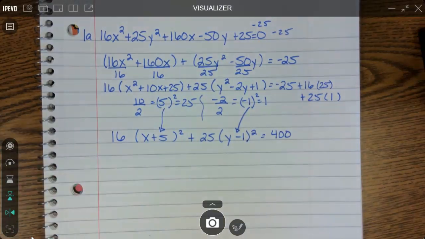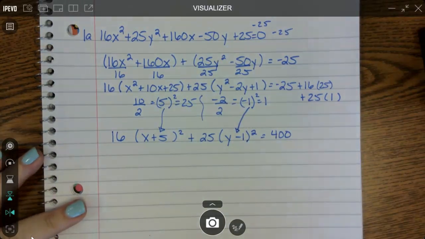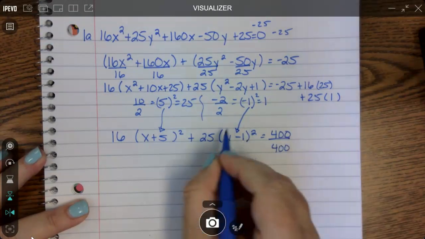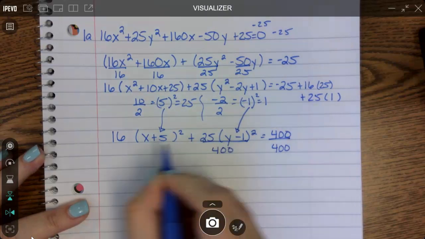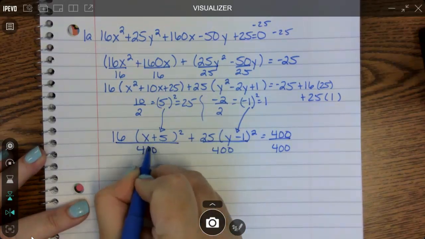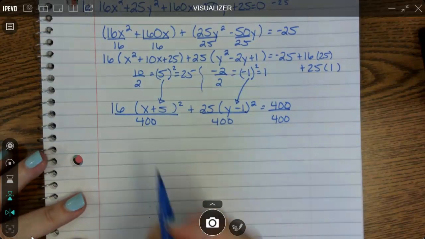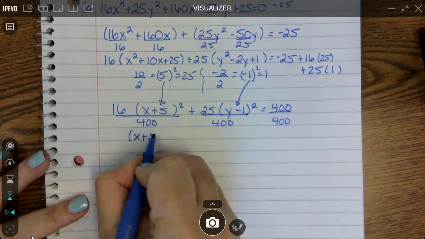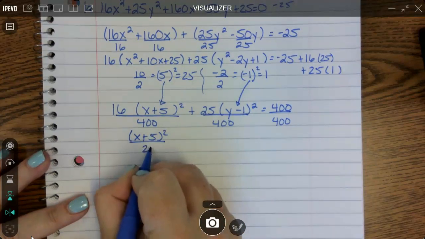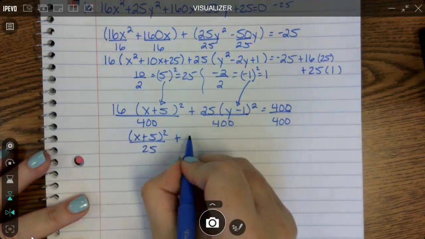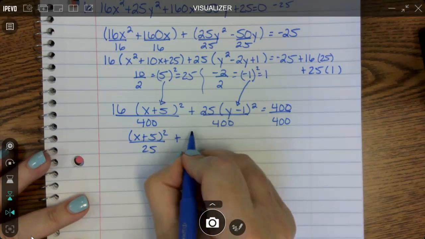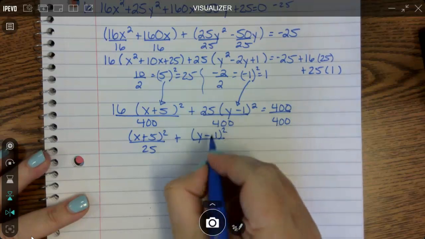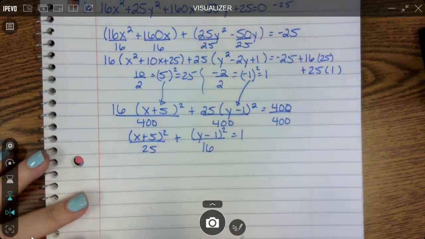Okay. Now remember with an ellipse, they have to equal 1, so we're going to take and divide all three terms by 400. Okay, so if we reduce this by 16, I get x plus 5 squared over 25 plus, and again we're going to reduce this by 25, so we get y minus 1 squared over 16 equals 1.